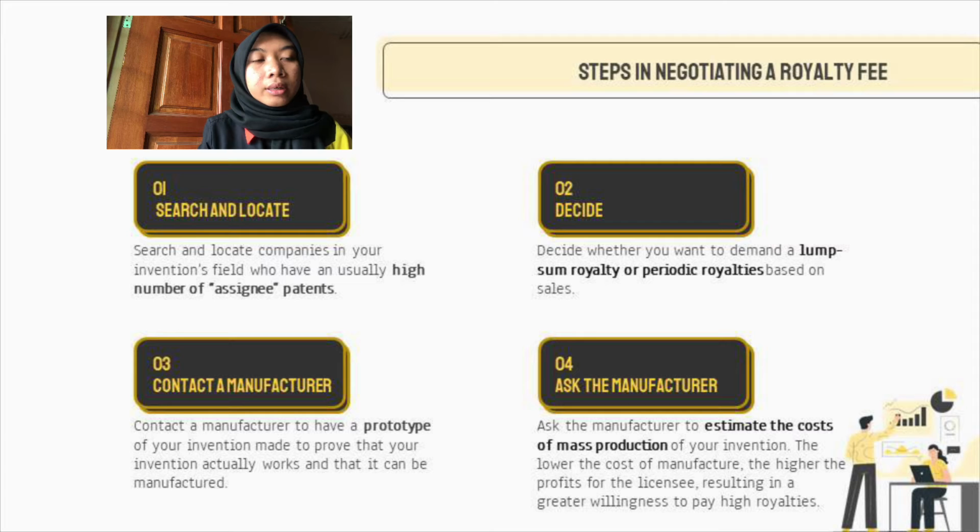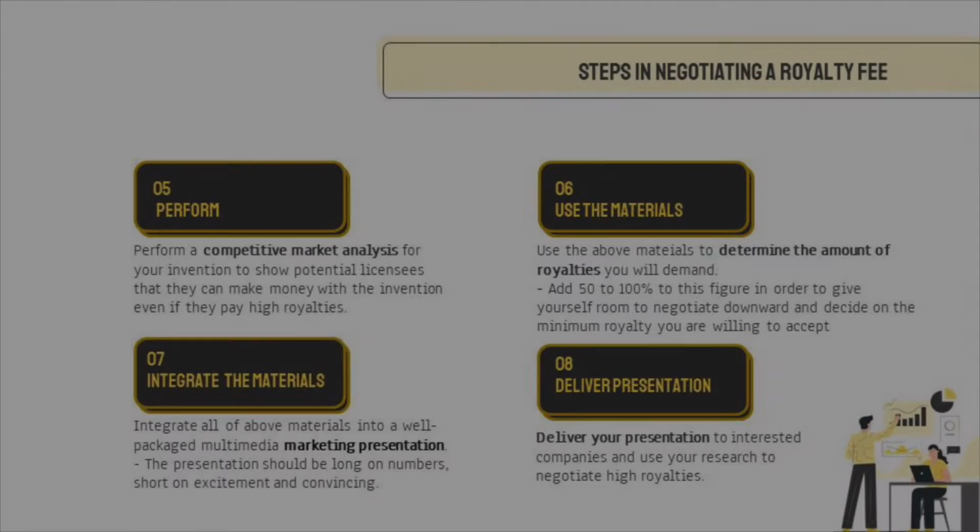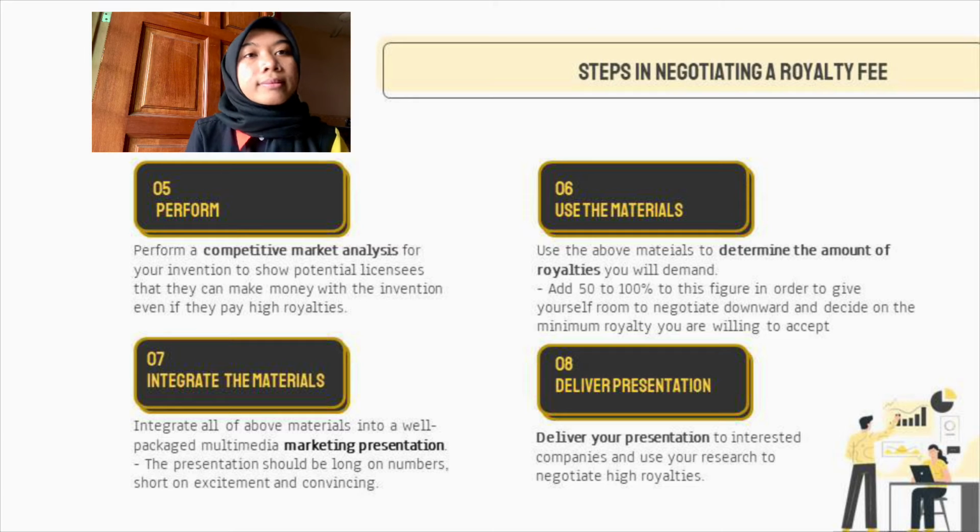Ask the manufacturer to estimate the cost of mass production of your invention. The lower the cost of manufacture, the higher the profits for the licensee, resulting in a greater willingness to pay high royalties. Fifth, perform. Perform a competitive market analysis for your invention to show potential licensees that they can make money with the invention even if they pay high royalties.